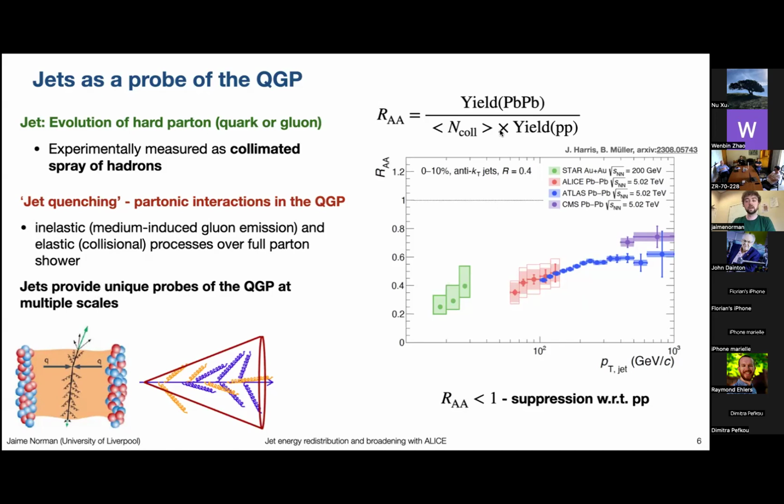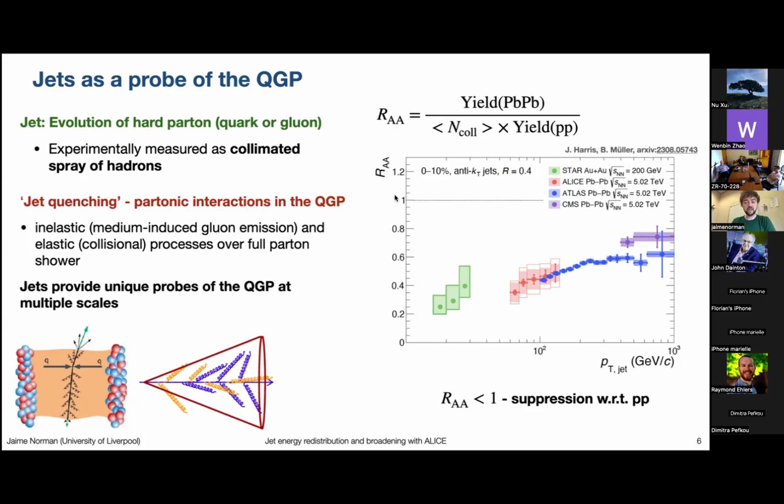So the bread and butter measurement in heavy ion collisions is the nuclear modification factor, RAA, which is the yield of something in lead-lead over that in proton-proton collisions, scaled by the average number of binary nucleon-nucleon collisions in these lead-lead collisions, which asks how different is the production of something in heavy ion collisions compared to the same number of independent proton-proton collisions.